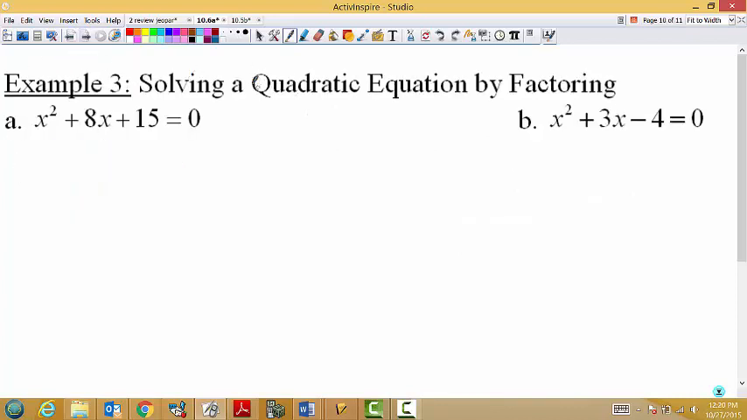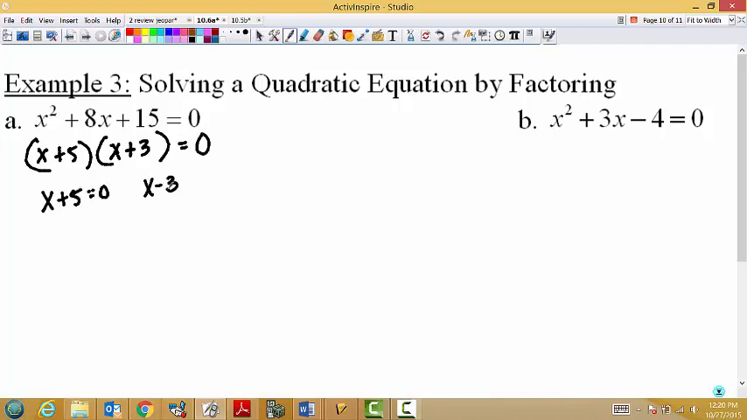Okay, last thing, solving quadratic equations by factoring. I feel like we did this. We did. We're just going to factor it. What multiplies to give you 15 and adds to give you 8? It's 5 and 3, so it's x plus 5, x plus 3. We set them both equal to 0. Oops. And we solve it. Minus 3, minus 3.